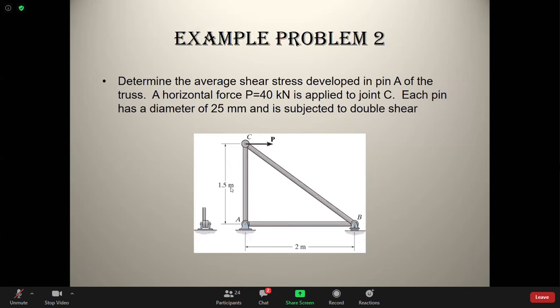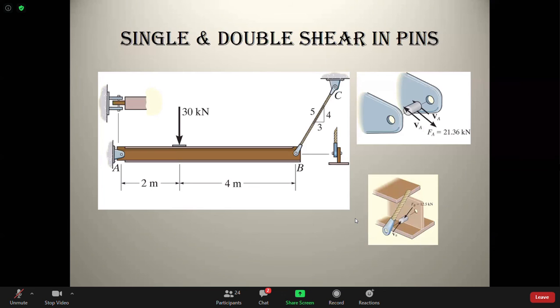So let's do this problem now. Any questions on this, anybody? Single and double shear. Nope.